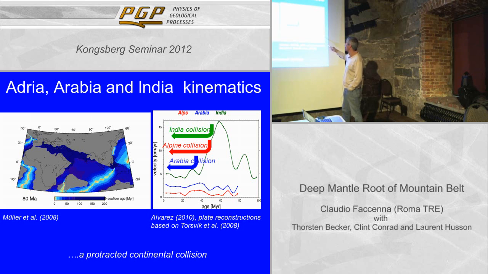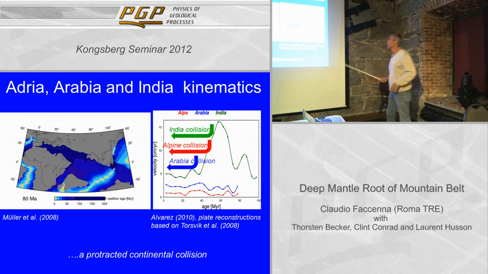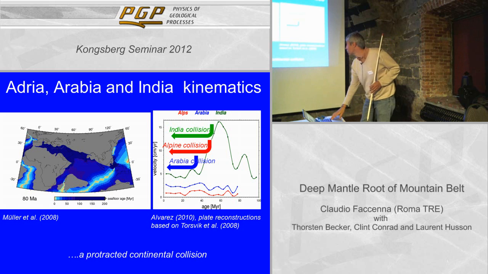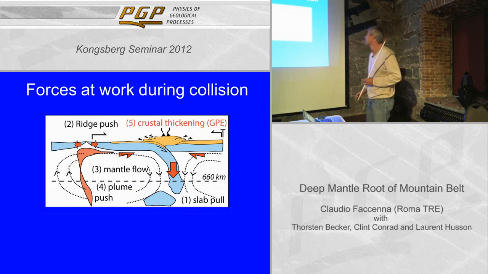And this is the same game, although without a peak in speed, that happened for Adria and happened for Arabia. That is, at the time of the collision of Arabia, around 30 million years or even younger, its velocity keeps constant at about 2 centimeters per year. So we are facing a protracted collisional phase. Something has to push, even after collision, this plate against the other.